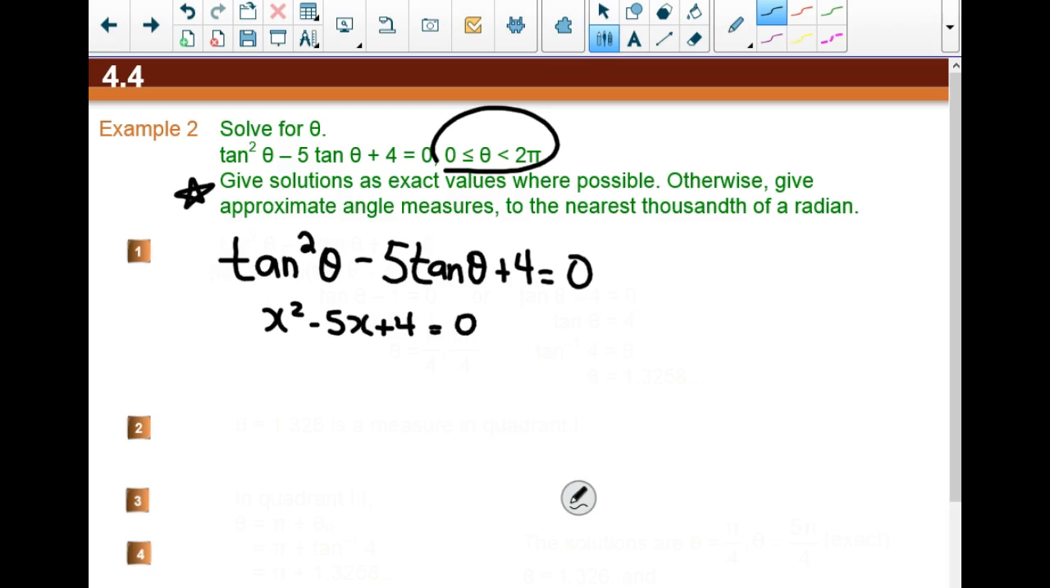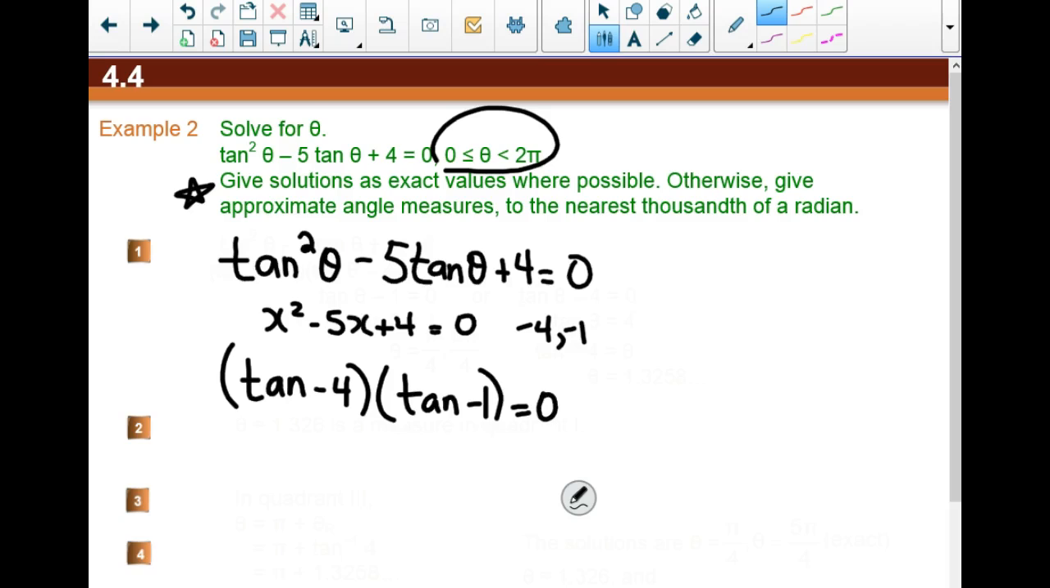Okay, so if we were doing it this way, we would want what multiplies to 4 and adds to minus 5, right? And it would be minus 4 and a minus 1. So usually we would write x minus 4 and x minus 1, right? But this time we actually have tans. So I'm just going to write it as tan minus 4 and tan minus 1 is equal to 0.